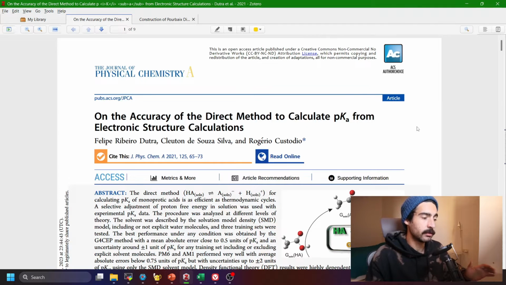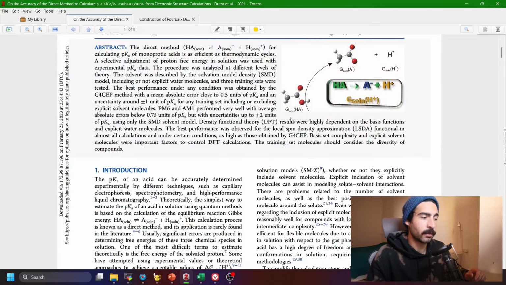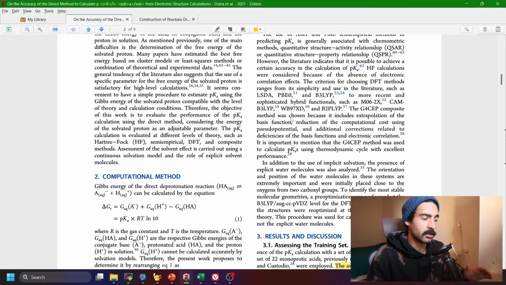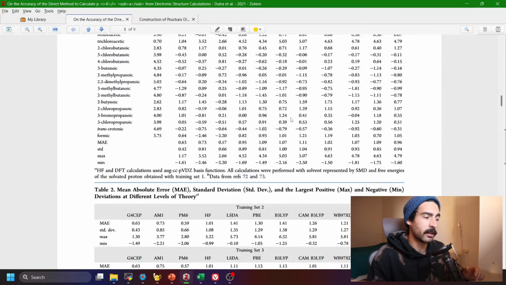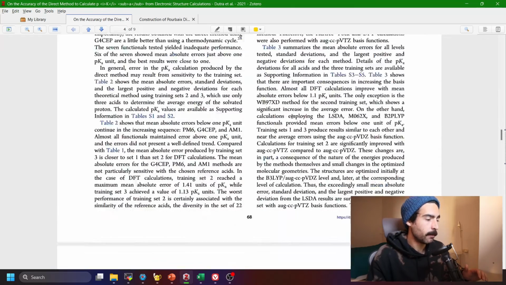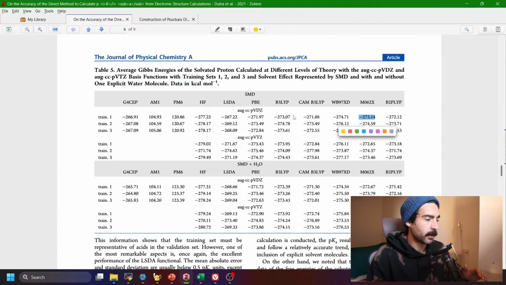If you look at that reference, which was published by the Custodio group in the Journal of Physical Chemistry in 2021, you'll find that they did a DFT study on 22 different acids and used those calculations to empirically determine what the best energy value for the solvated proton should be. If you scroll down in the paper and look at this table, you can see that for a range of functionals, they give the best empirical value for the energy of the solvated proton, and this is listed in kcal per mole.